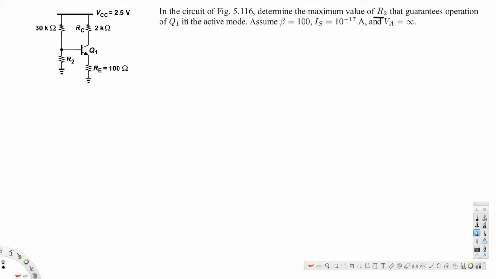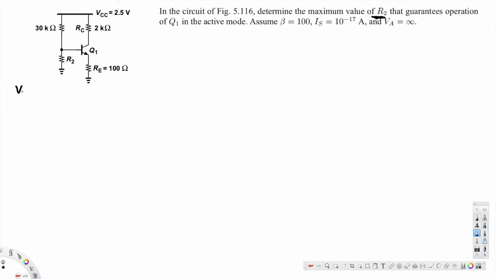Here this question is asking, in the circuit of figure, determine the maximum value of R2 that guarantees operation of Q1 in the active mode. Assume beta is equal to 100, Is is equal to 10 to the power of minus 17 ampere, and Va is equal to infinity. Here the question is asking us to find out the maximum R2 value. Now let's see how we can do that.